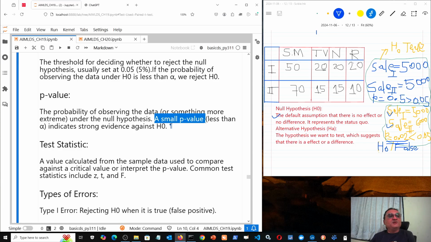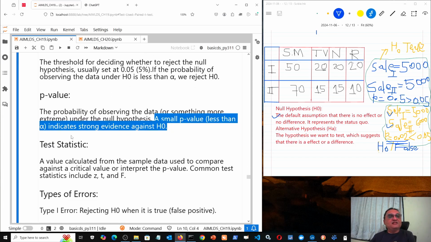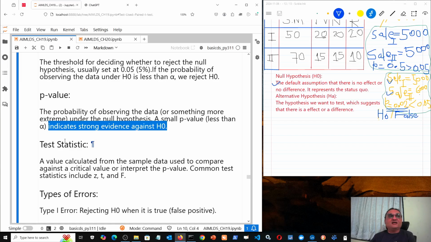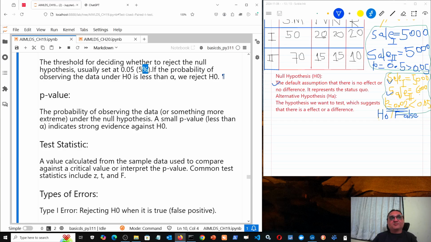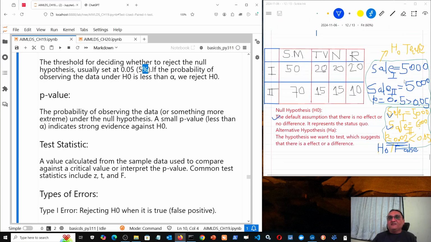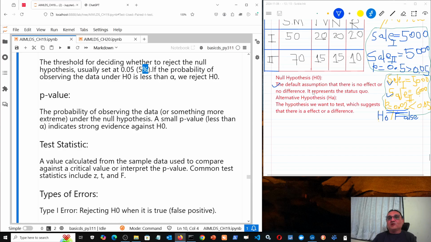And a small p value, which is less than the significance level, indicates strong evidence against the null hypothesis. So for example, in this case, I found the probability of observing the data under the null hypothesis is only 2%, but that is less than the significance level of 5%. So my data of the predicted variable, that is sales, will not follow the null hypothesis.